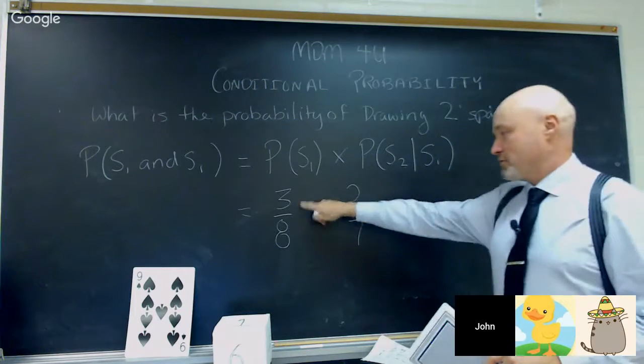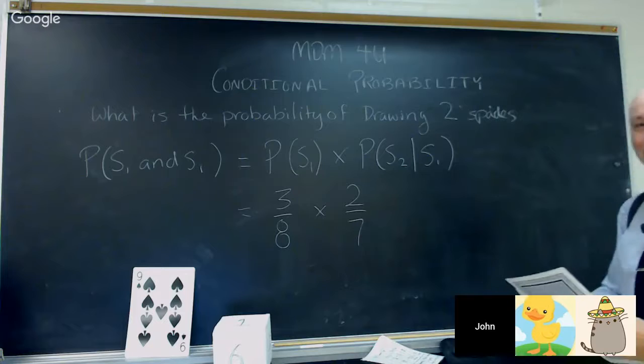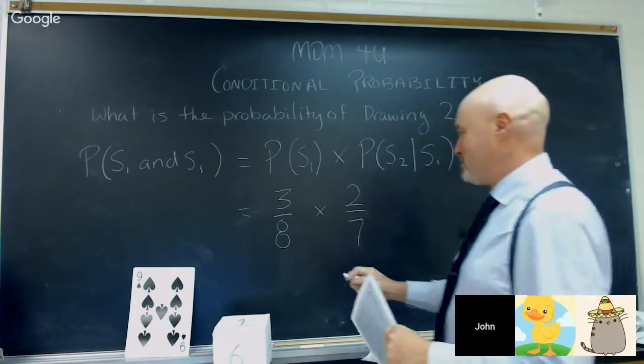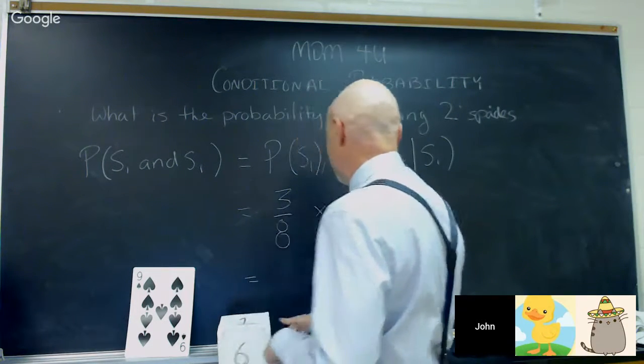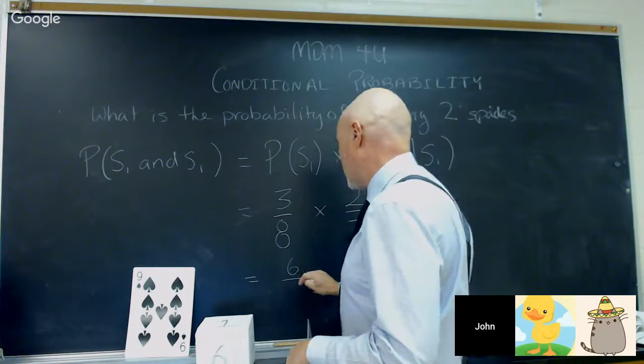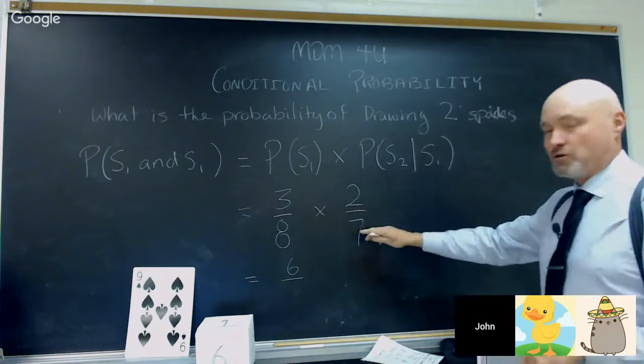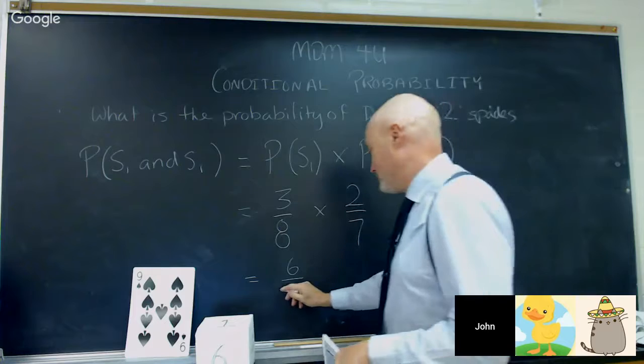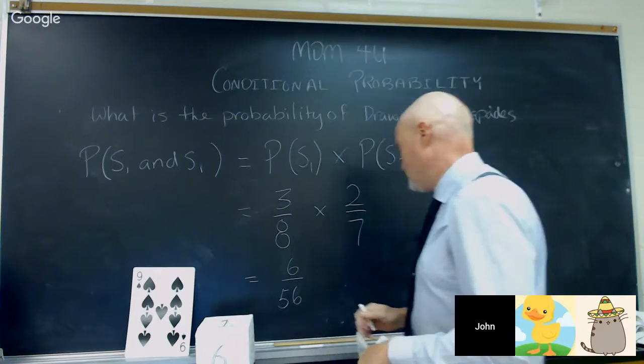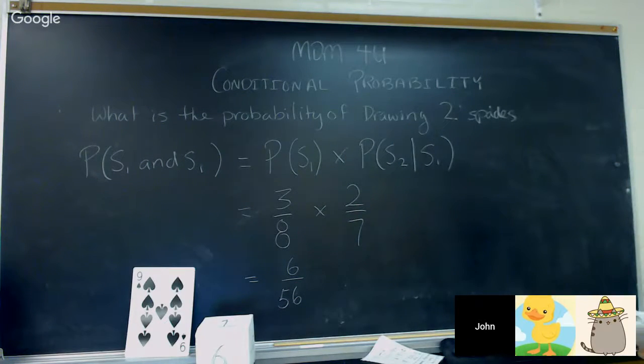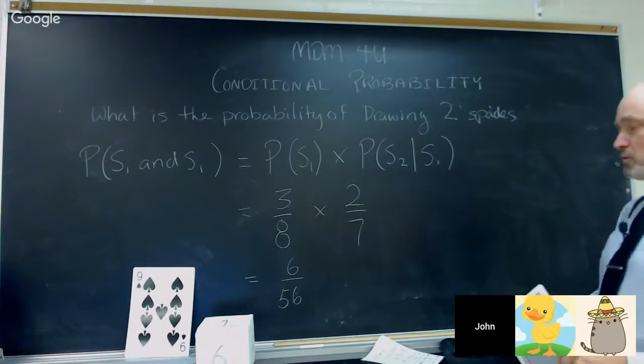So 3 out of 8 the first time. 3 over 8 the first time. 2/7. And so as you can see, we have 6 over 56 is the probability of drawing 2 spades.